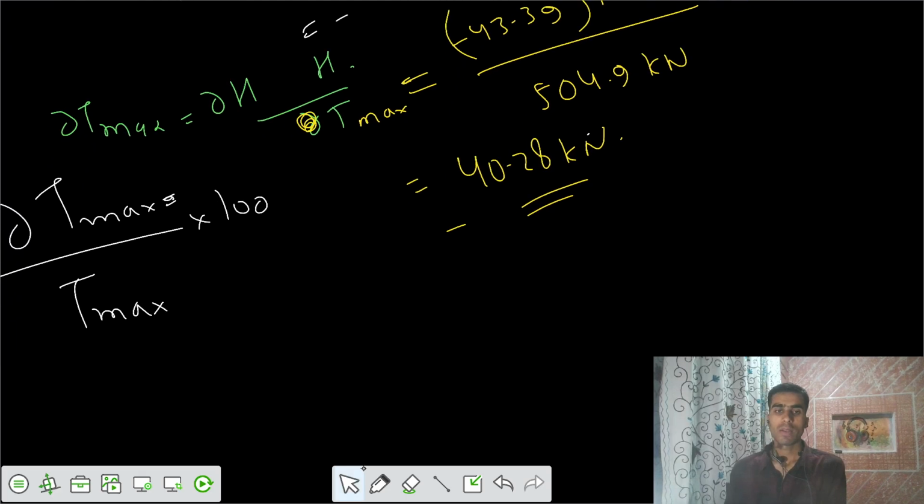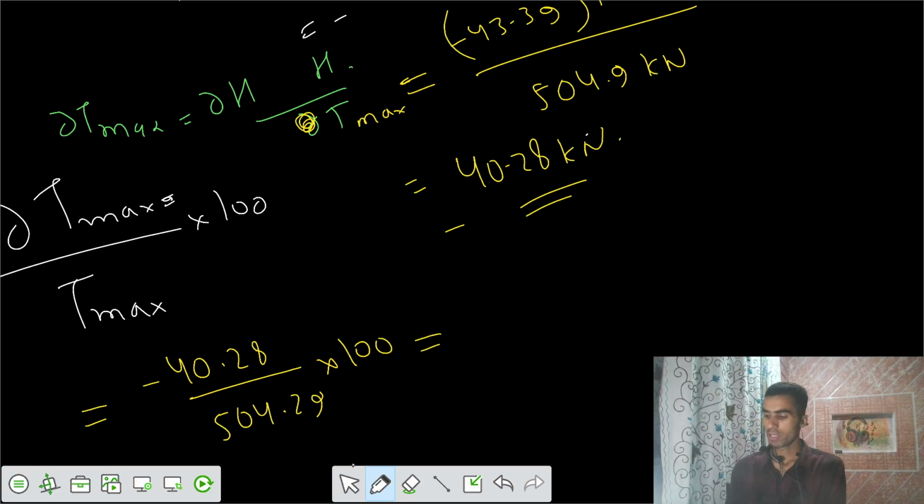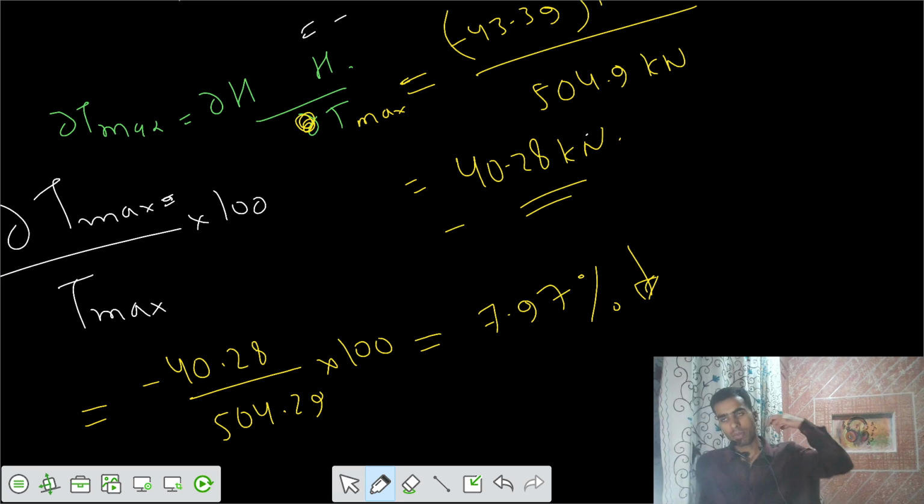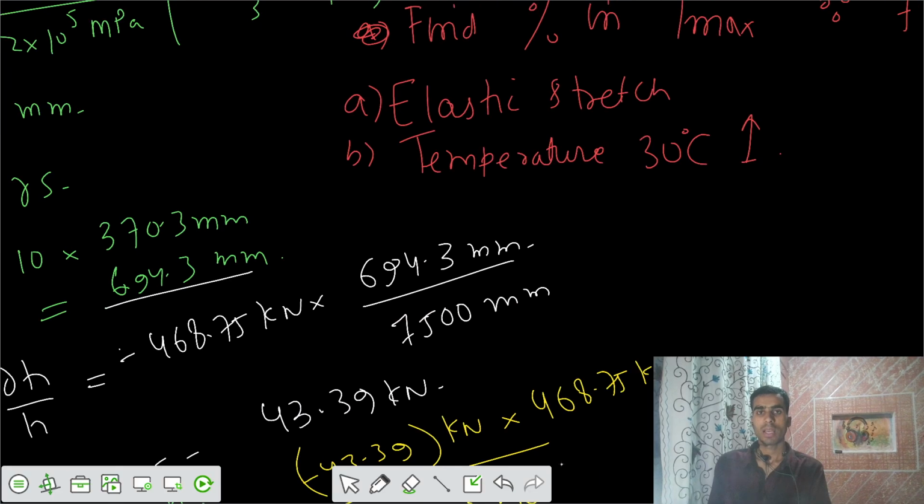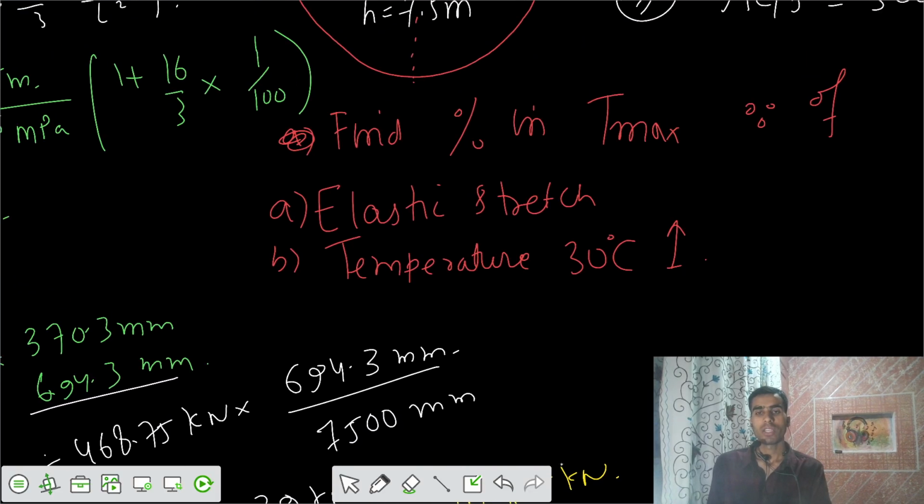And finally, what is the percentage change in Tmax? That is minus 40.28 kilonewton divided by the initial value of 504.29, times 100, and that's 7.97% reduction. Because of the increase of sag and the increase of length, your horizontal tension Tmax got reduced by 7.97%. Okay. Now the second part of the problem was, because of the temperature change of 30 degrees, you need to get the percentage reduction.